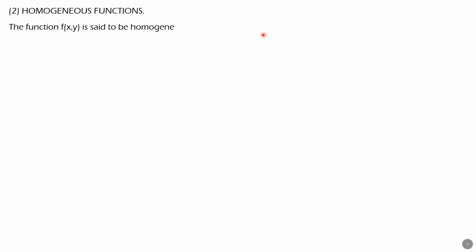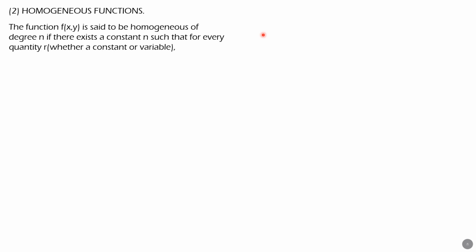So for this video, let's have first homogeneous functions. The function f of x comma y is said to be homogeneous of degree n if there exists a constant n such that for every quantity r, whether a constant or variable, we can write the function of rx comma ry equal to r to the n times the function of the original x and y.